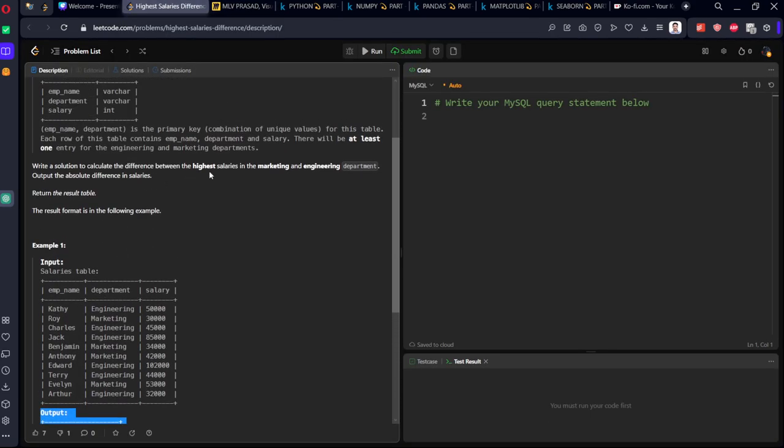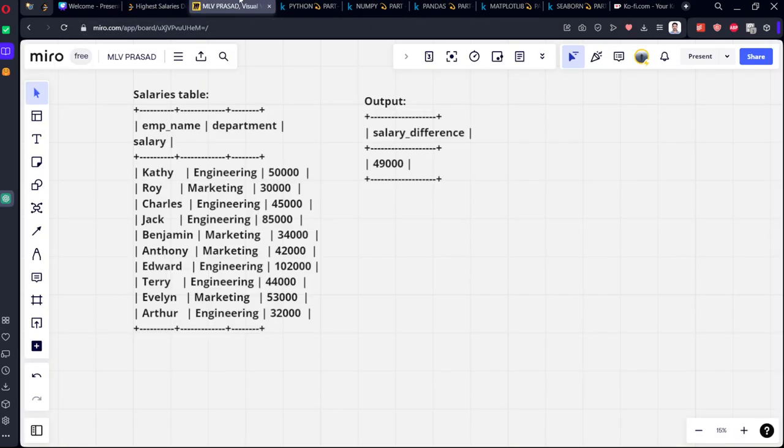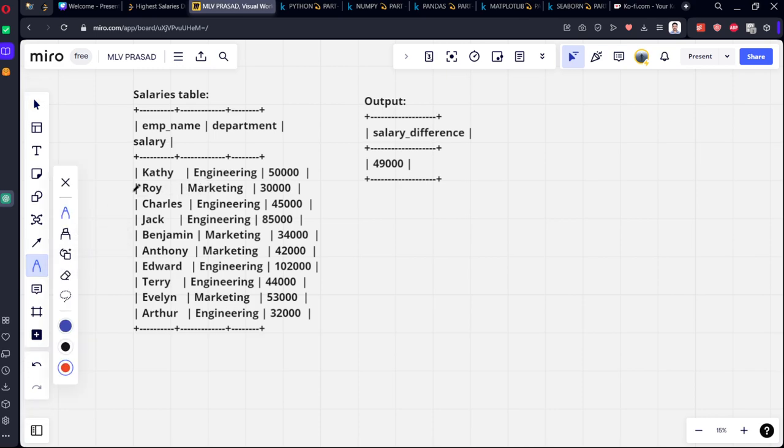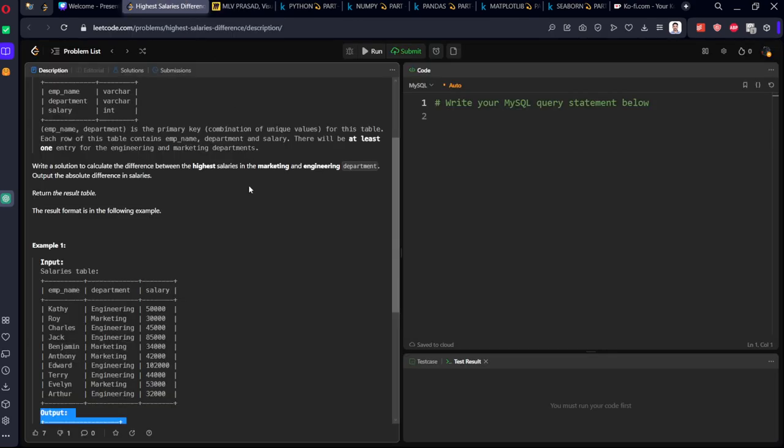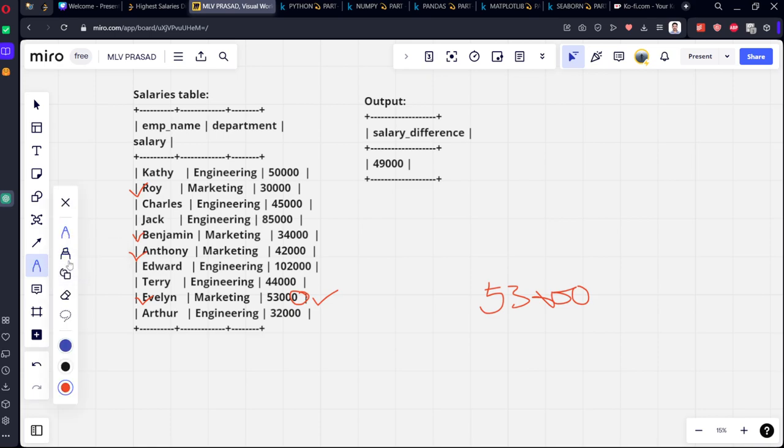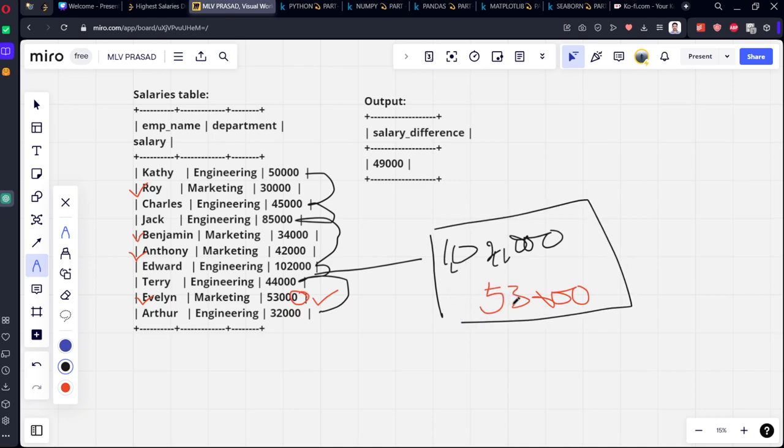If you observe, the question is highest salaries in the marketing and the engineering department. What is the highest salaries in marketing? Let's filter for only marketing. This is marketing. This is marketing. This is marketing. This is marketing. Which is the highest? You can see 30,000, 34,000, 42,000, 53,000. This is clearly the highest. 53,000 is the highest. Similarly, what they're asking? Engineering. All the others are engineering. 50,000, 45,000, 85,000, 1,02,000, something, something. So here clearly 1,02,000 is the highest among all the values. Now what is the difference between these two things? 102 minus 53, it is 49,000.